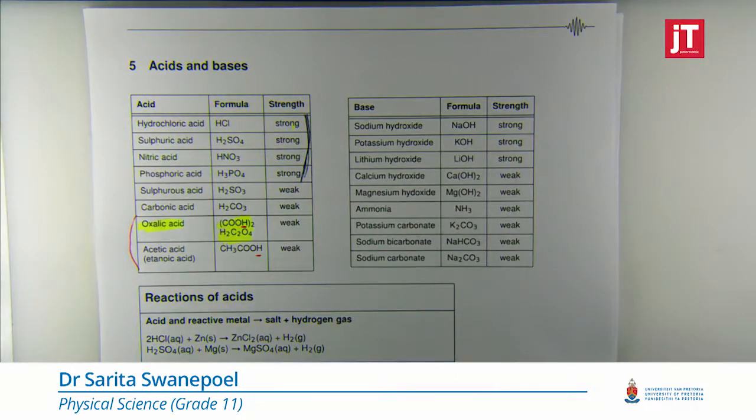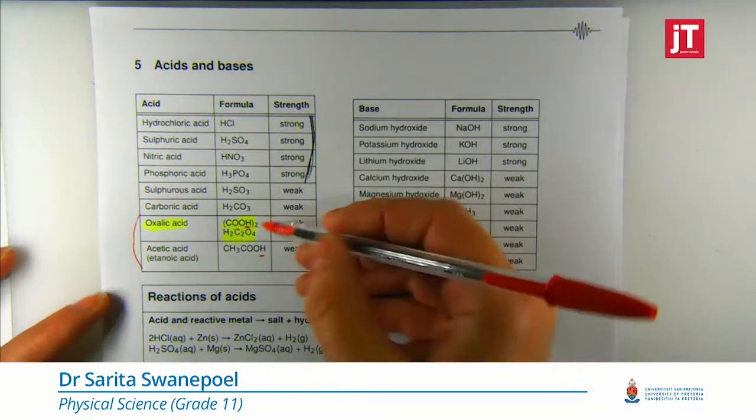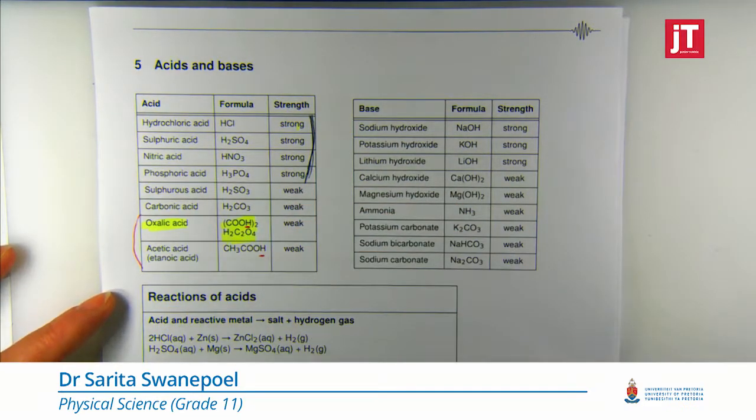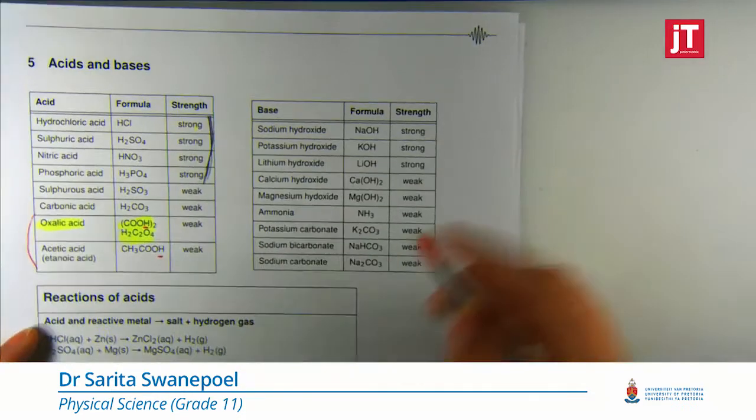Now, in the beginning of grade 12, you will do organic chemistry. Then you'll understand more about organic. But just remember here, with these two, they're still acids. It's just that the hydrogen that they will give off is at the back, right? So that's your acids. Let's look at the bases.